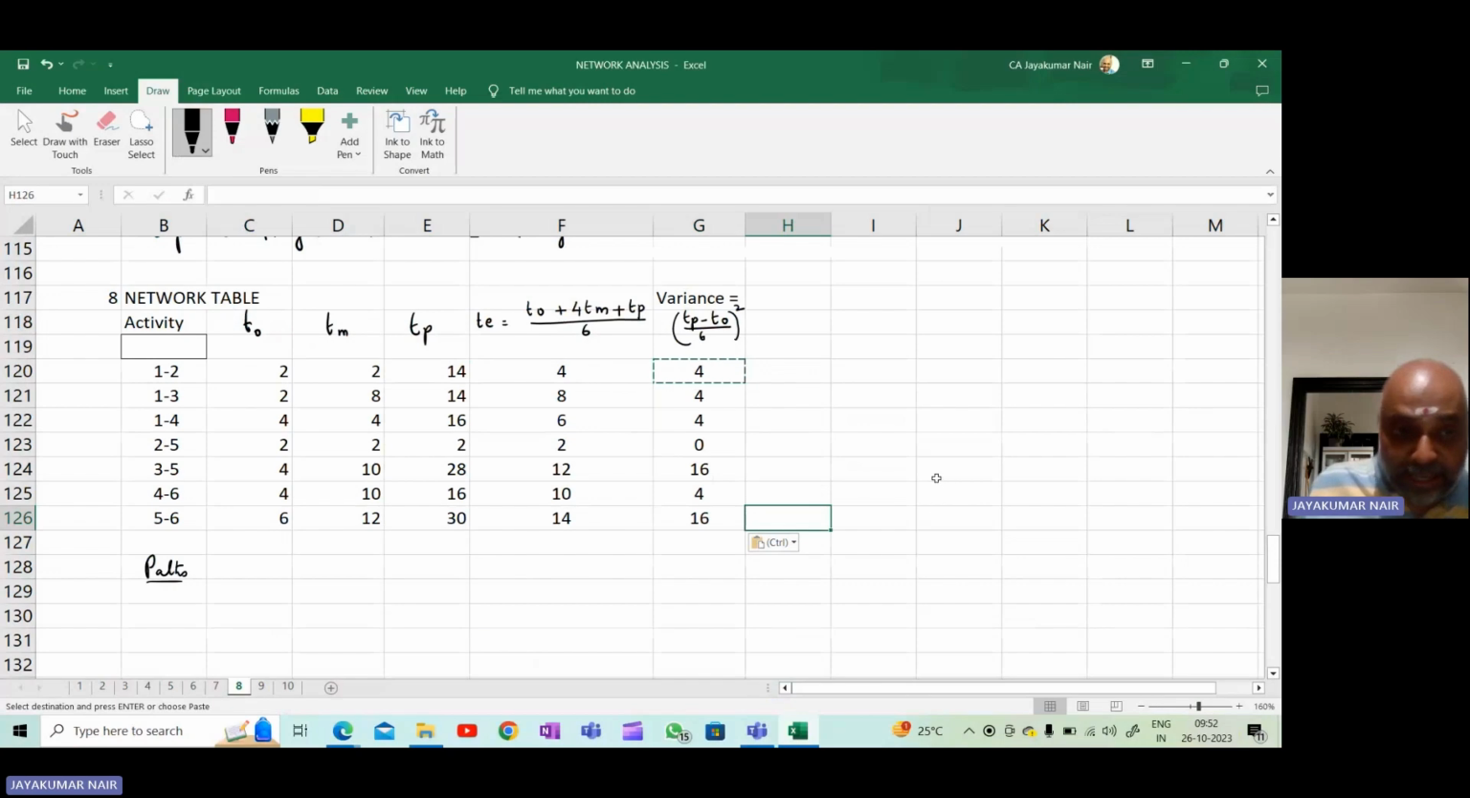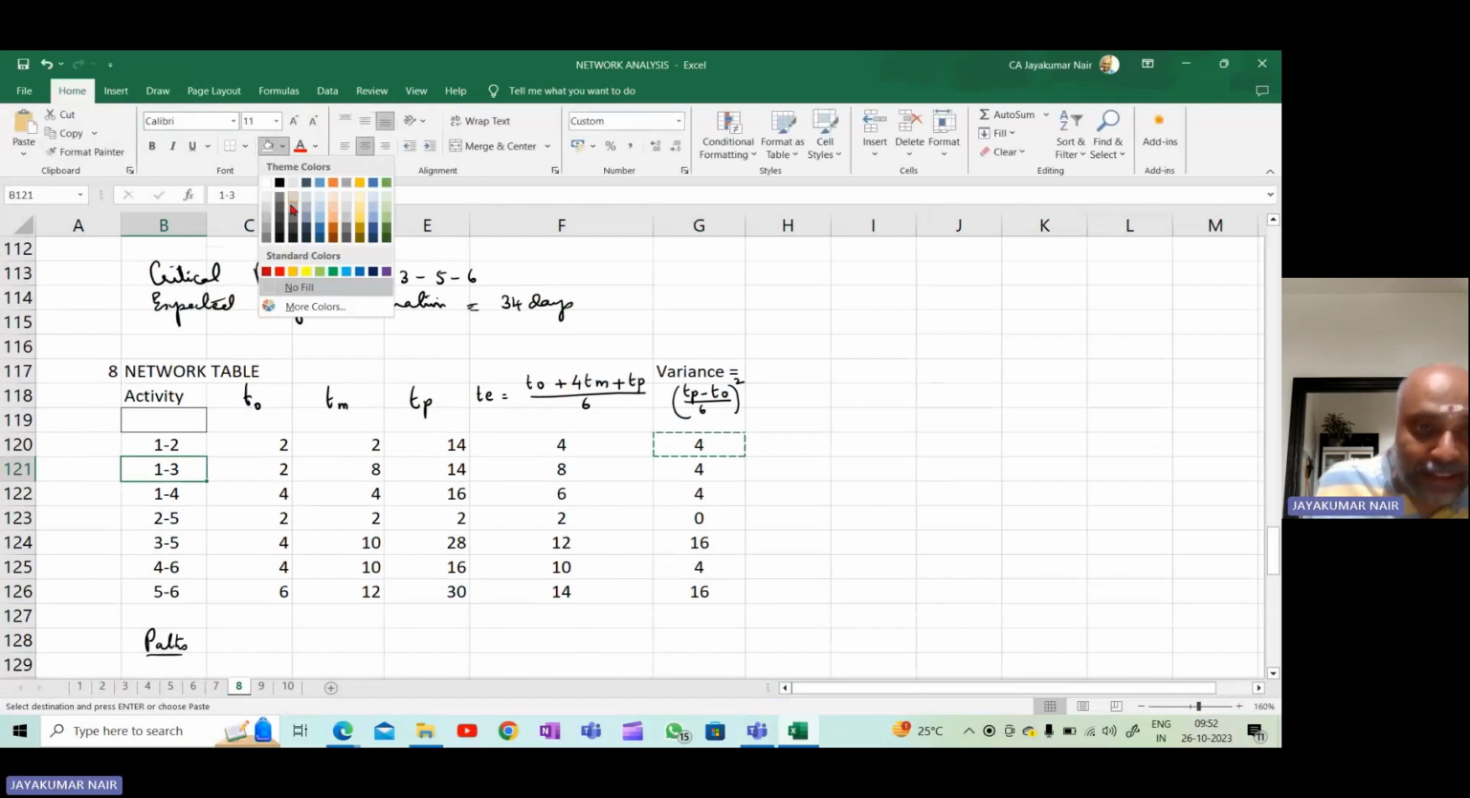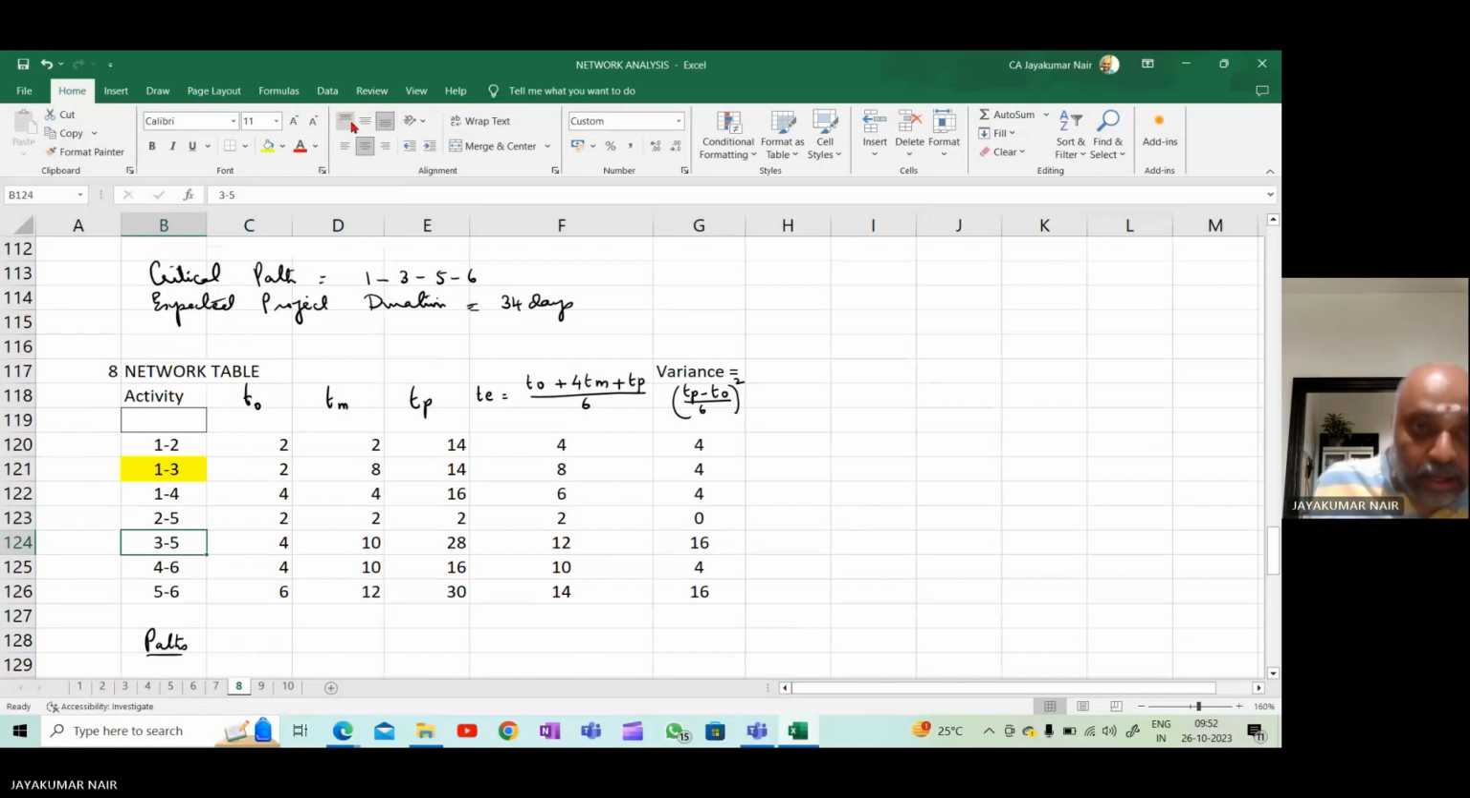Since I know the critical path is already identified, I will identify the critical path in this particular table. So that is 1, 3, 3, 5, and 5, 6. This is the critical path. So these are the critical activities. 1, 3 is a critical activity, 3, 5 is a critical activity, and 5, 6 is a critical activity.